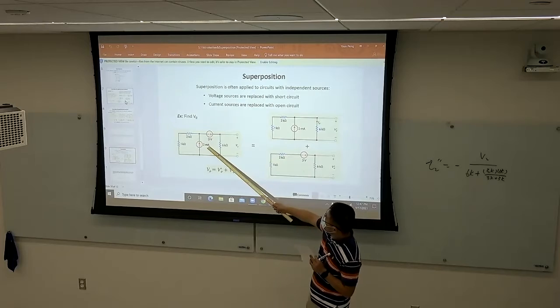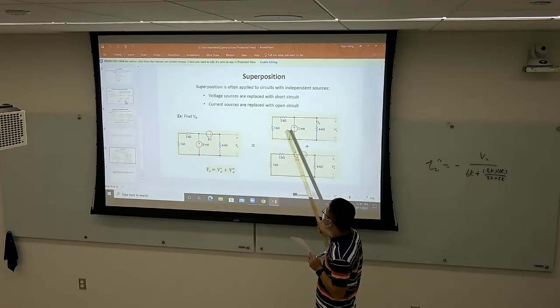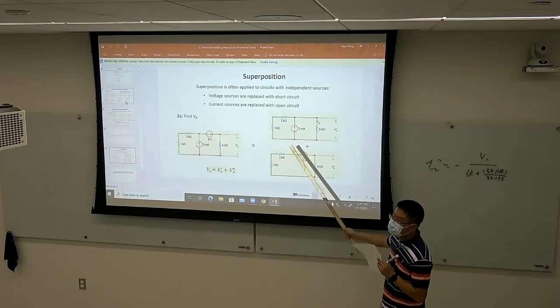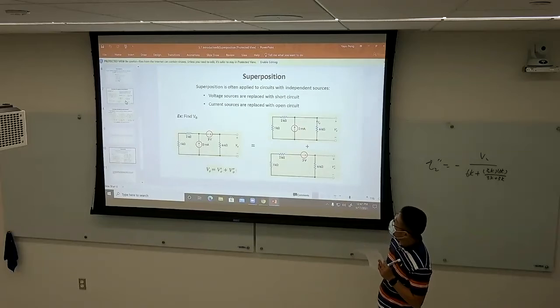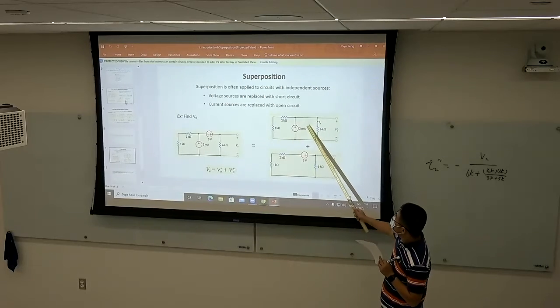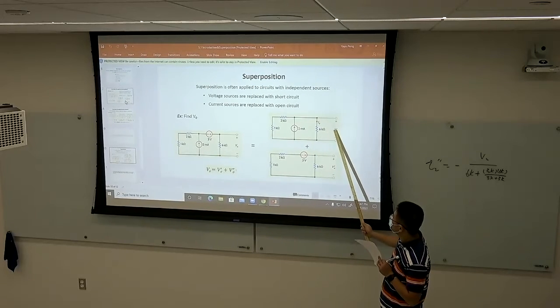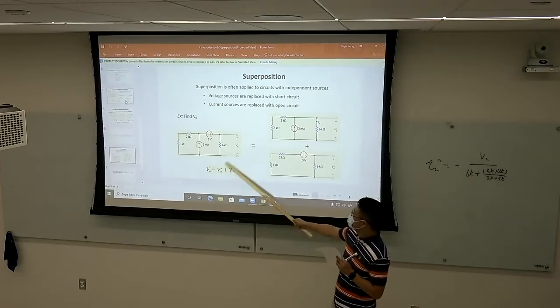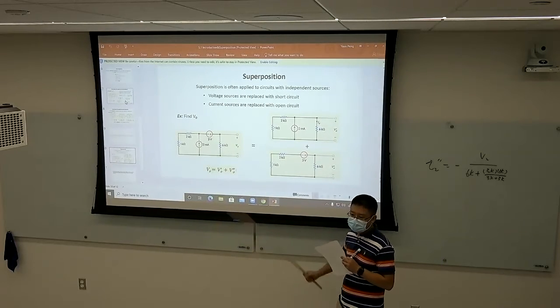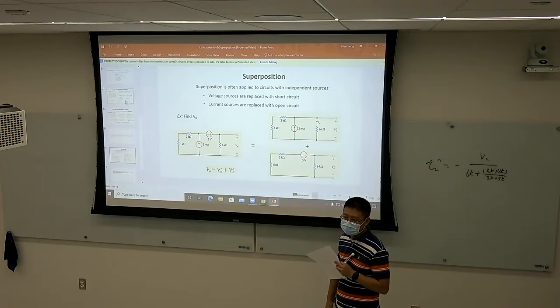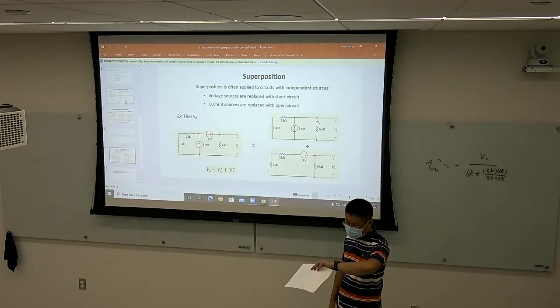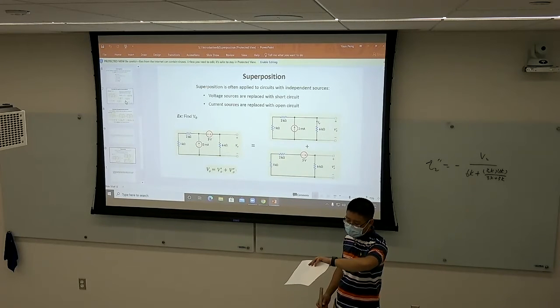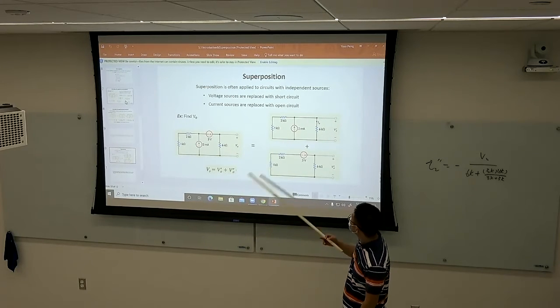So this circuit is more complicated than these two, right? These two only have one source. So we solve VO prime and VO double prime, and we add them together. That is VO. Let's do this as an example. You have maybe 5 minutes to do this example.